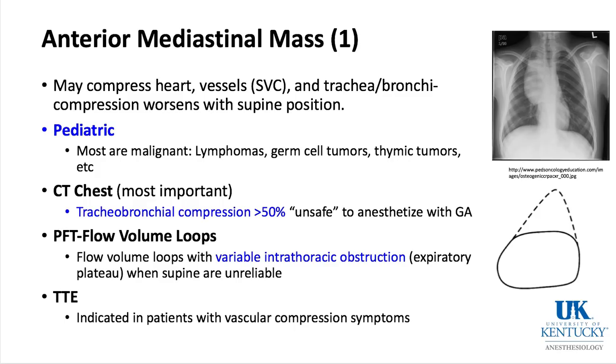If you do PFTs, flow volume loops, which aren't done very much anymore, but if you did, this would be a variable intrathoracic obstruction. That is, as you take a breath in, air moves pretty well on this flow volume loop to the bottom right, but when you try to expire, it is truncated in the flow rates. So expiratory flow rates are reduced with this intrathoracic lesion. Transthoracic echo can be used to look for vascular compression by the tumor.